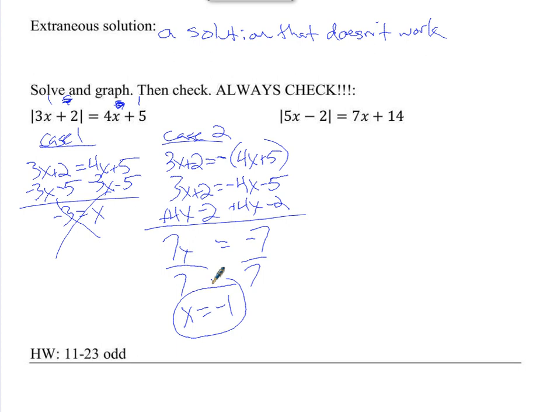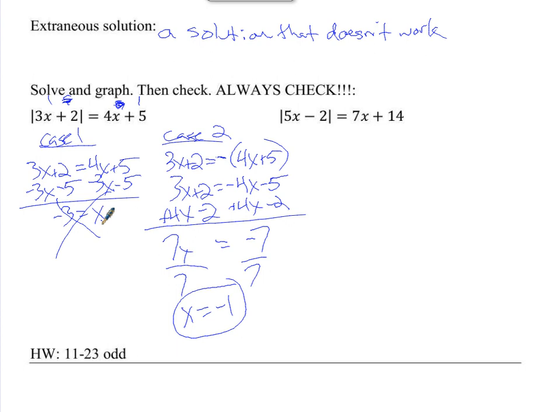And if you didn't do case 1, case 2, if you just gave me case 1, then you would have given me this answer, and it wouldn't have worked. And your whole problem now is wrong because you didn't even find the solution. If you didn't check to see that this is wrong, the problem is wrong because you didn't give me the correct solutions. So you have to check these problems.